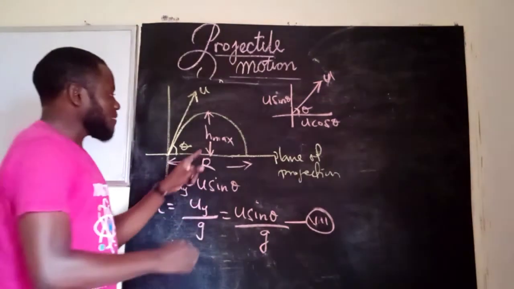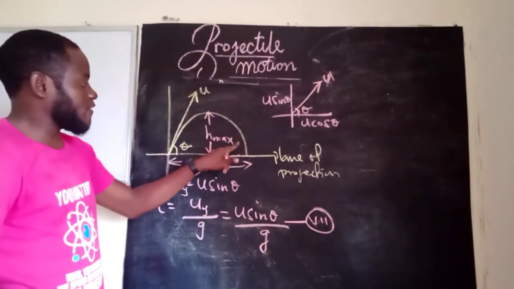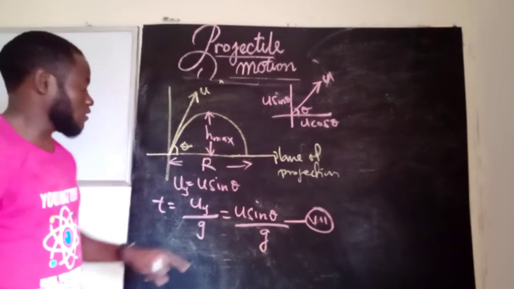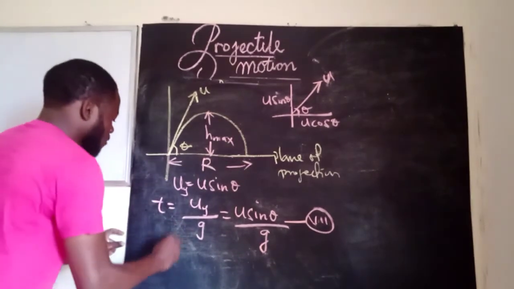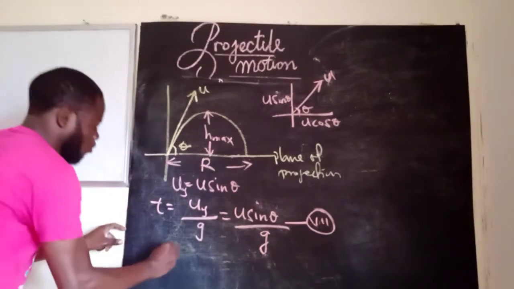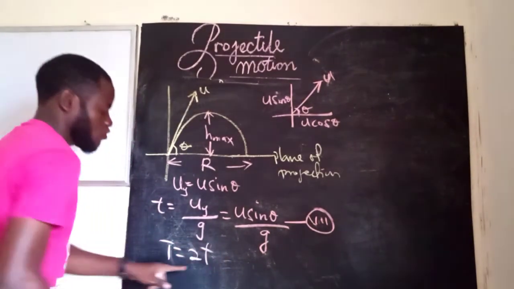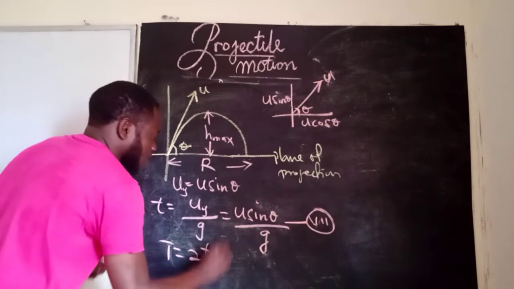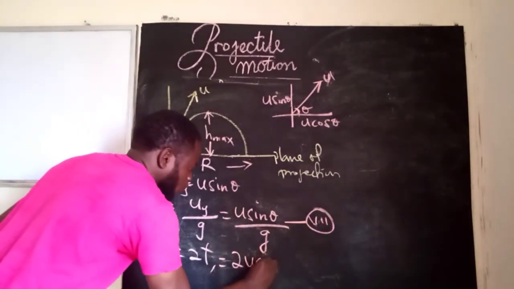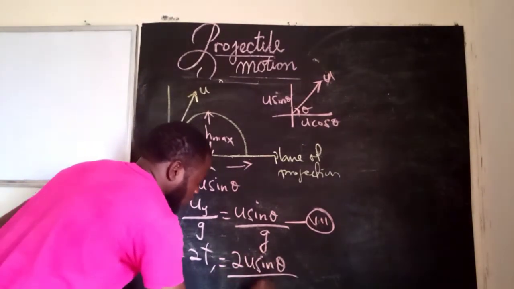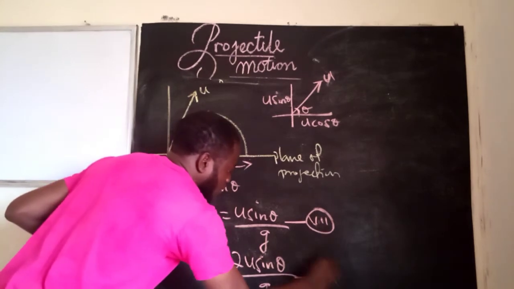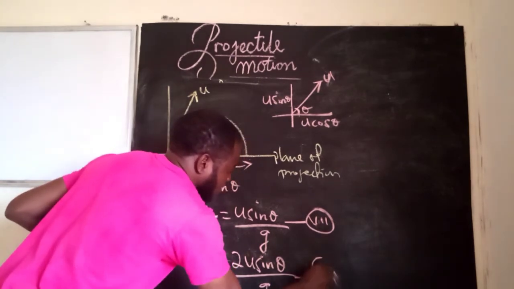Now, the time taken for the body to be in the air before getting back to the point of projection, which we call time of flight, will become 2t. So we have T equals 2t. Hence, our T will become 2u sine theta all over g. Let's call this equation 8.